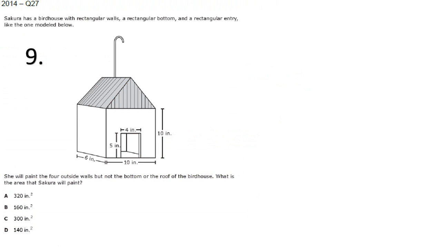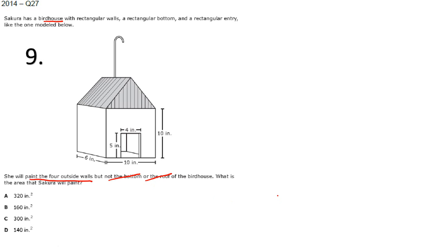Number 9. Number 9, we're talking about a birdhouse. In the birdhouse, we have to figure out, are we doing lateral surface area or total surface area? Now, this one doesn't come out and say exactly what we're doing, but it does say that we're painting the outside walls. If we're not doing the top or the bottom, then we have lateral surface area again.